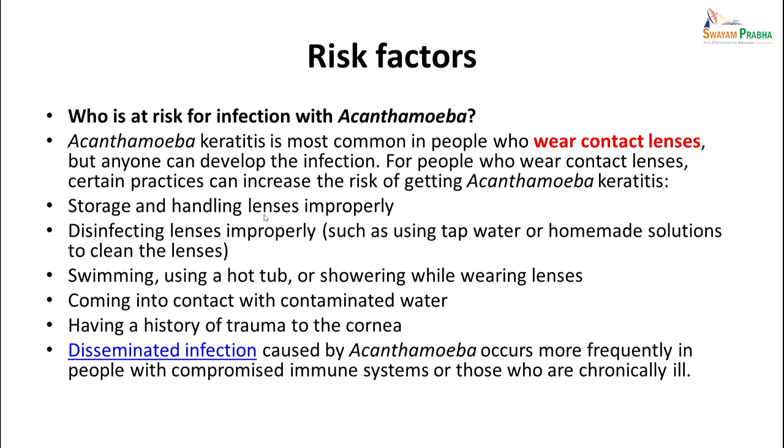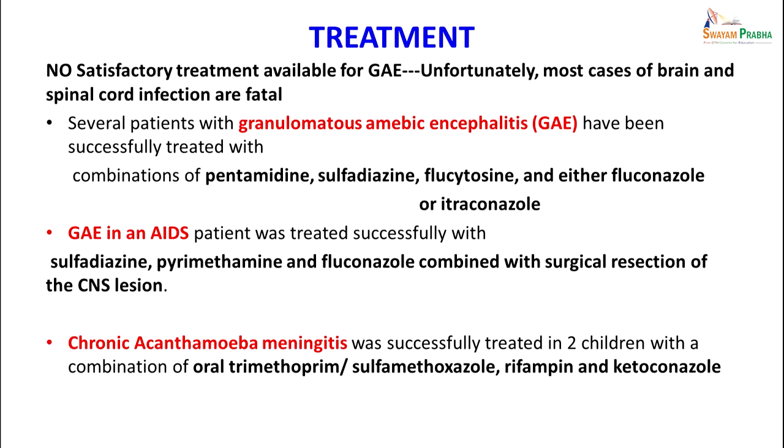So who is at risk? Most people who wear contact lenses can develop infection if they do not take enough precautions: improper storage and handling of lenses, or disinfecting the lenses using tap water or unclean solutions. Swimming in a hot tub or showering while wearing lenses, coming in contact with contaminated water, or having a history of trauma to the cornea makes patients more likely to get the infection through the eye. Disseminated infection will occur in patients who are immunocompromised and who are chronically ill.